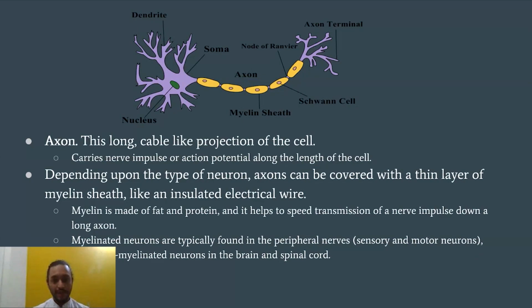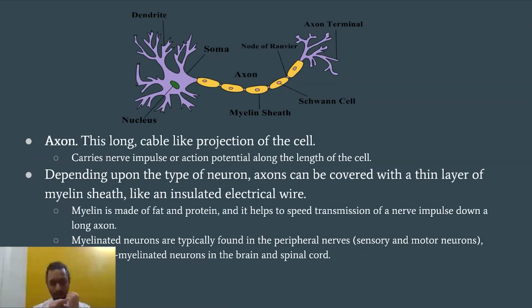Now, sometimes the axon is covered with myelin sheath, sometimes it's not. So it's not necessary that all axons have to be covered with the myelin sheath, right? The myelin sheath is basically fat which covers the axon and it helps pass electricity faster, right? And it also insulates it, so it helps it from getting damaged.